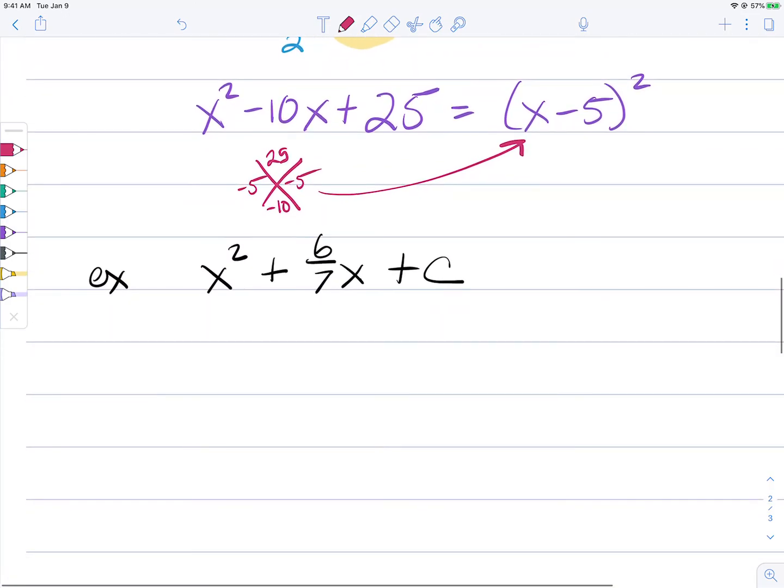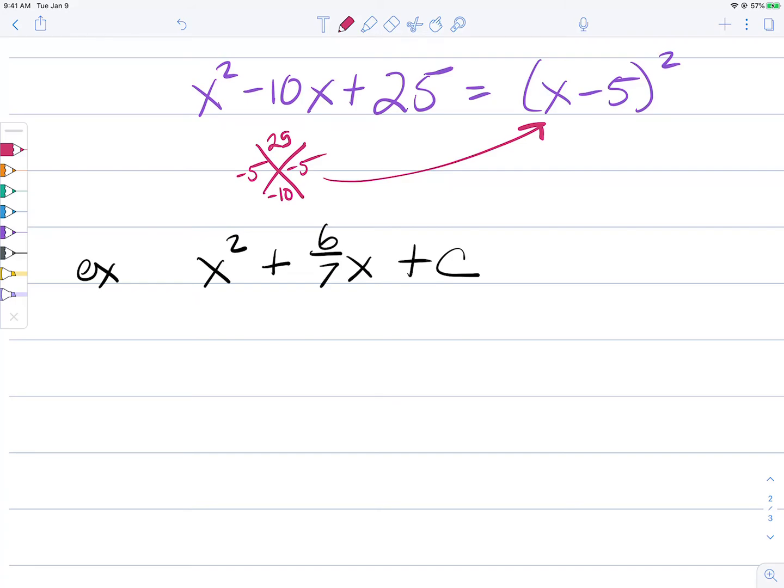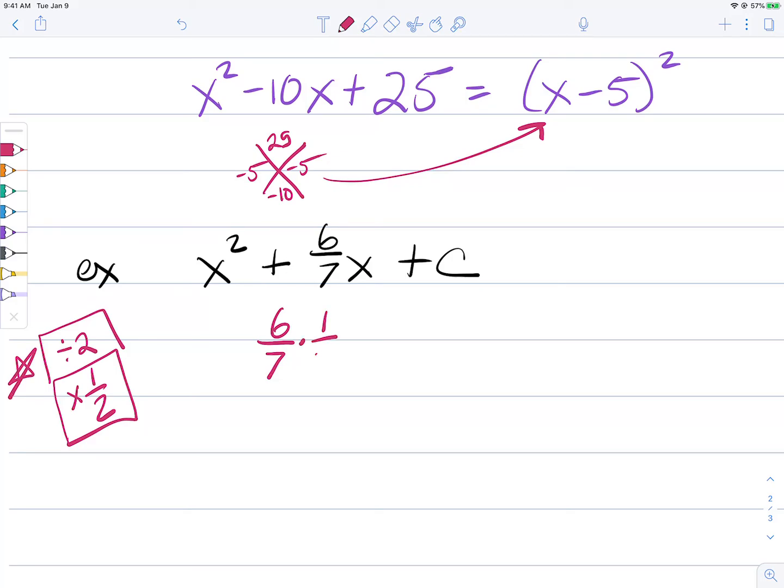Now I am giving you one that has a fraction for a very specific reason. Dividing something by 2 is the same as multiplying by a half. These are exactly the same thing. So if I take b, which is 6/7, and divide it by 2, I can instead multiply by a half. If I cross reduce, I get 3/7. Keep in mind, that's most likely going to be part of our answer. Then I take that result of 3/7 and square it.